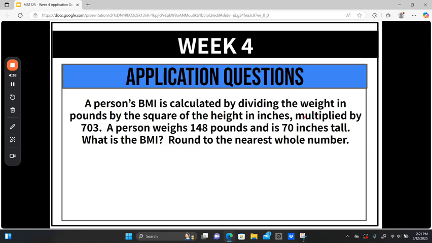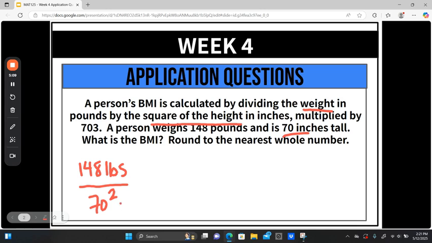So we need to take the weight in pounds by the square of the height and multiply that by 703. So let's take the weight in pounds, which is 148 pounds, divided by the square of the height in inches. So the height is 70 inches tall, and we need to take the square of that. So it's going to be 70 squared and then inches, multiplied by 703.